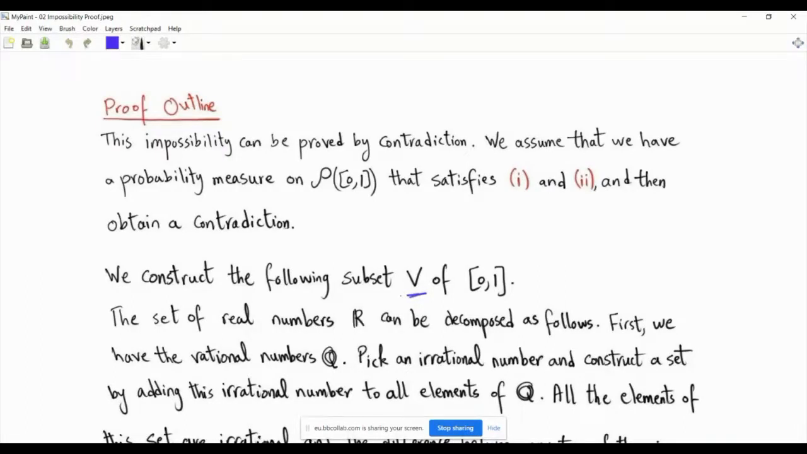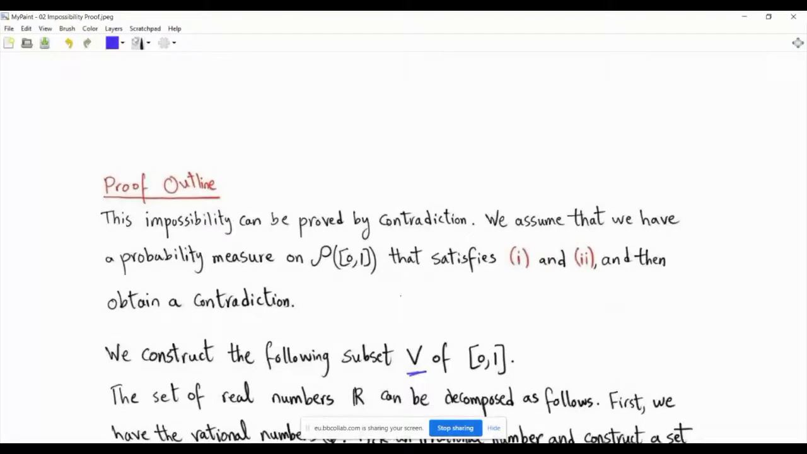And so basically, Vitali was an Italian mathematician, and he came up with those examples of non-measurable sets, which again is a surprising result. You may not think that something like this may happen, but it happens. Okay, so what is our set V?